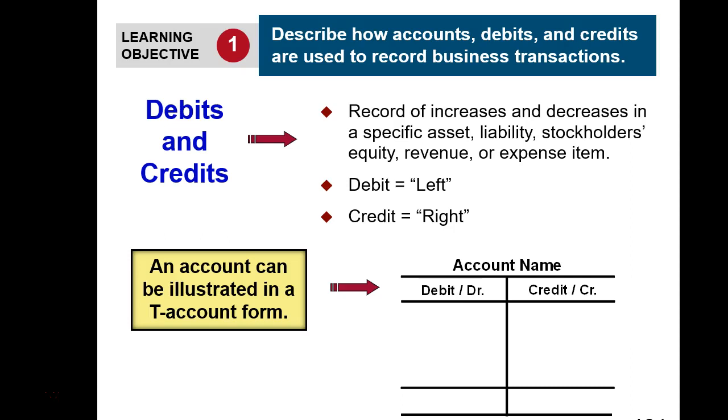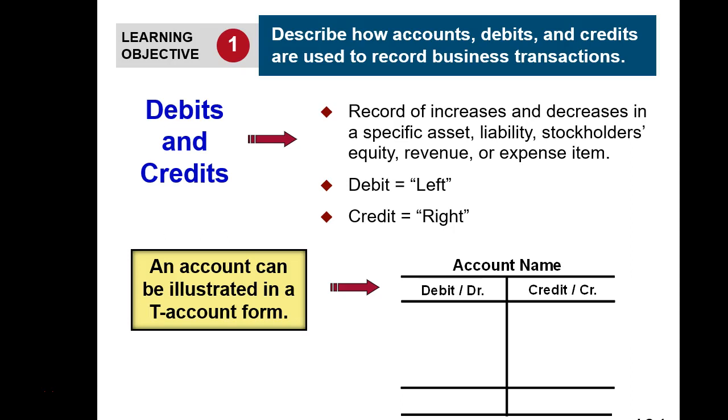Now, it's pretty complicated, so pay close attention. You ready? All right. The word debit means left-hand side of the account. The word credit means right-hand side of the account. That's it. If you're asked to debit a transaction, it means record it on the left-hand side of the T account. If you're asked to credit a transaction, it means record it on the right-hand side of the T account.